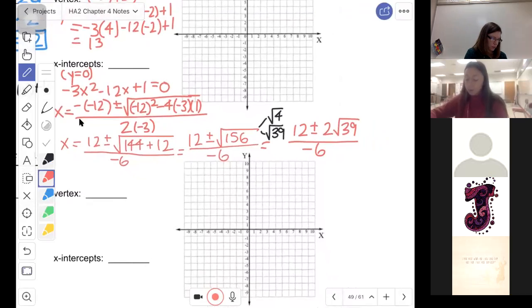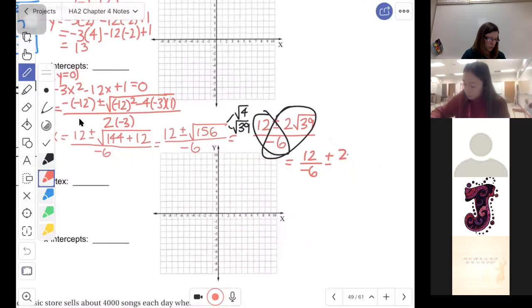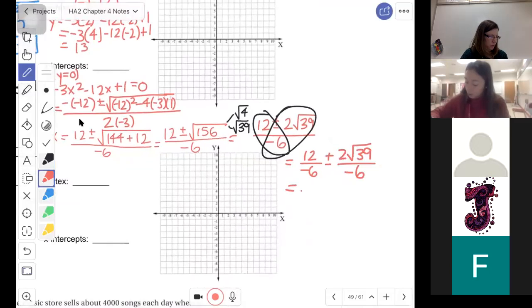Okay, so now we want to break it up. So we're making our two different fractions like that. So this is equal to 12 over negative 6 plus or minus 2 root 39 over negative 6 as well. Faith, what is 12 divided by negative 6 in front right here in the first part? Negative 2. Yeah. Then we have plus or minus.